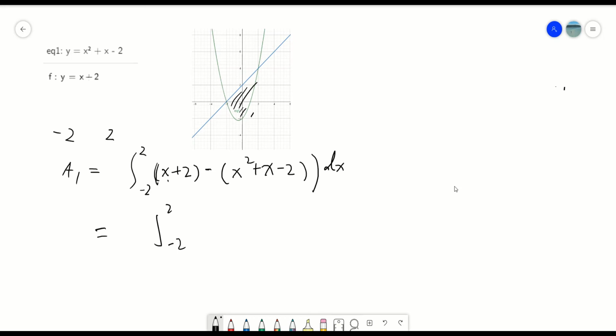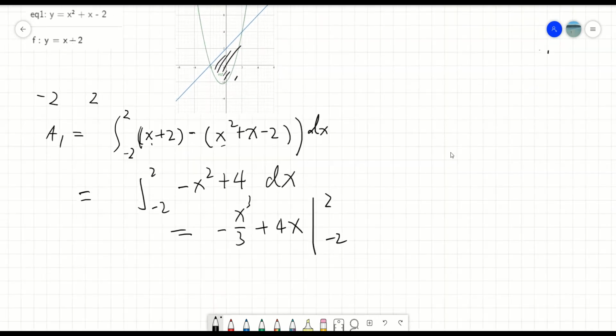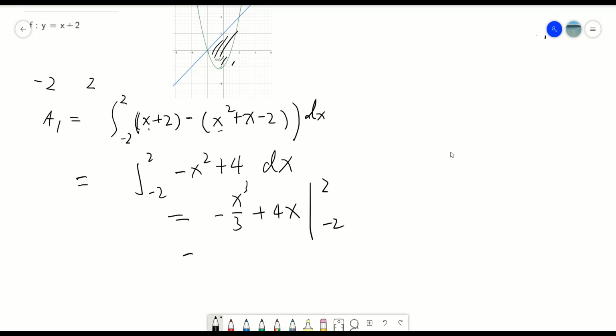X plus 2, so here negative x squared. X plus 2 minus x, and then 2 minus minus 2, so plus 4, right? Then dx. So this will become negative x cubed over 3 plus 4x. Am I right? And here from -2 to 2. So then this will become 2, so 2 cubed is 8, negative 8 over 3, then plus 8, right?